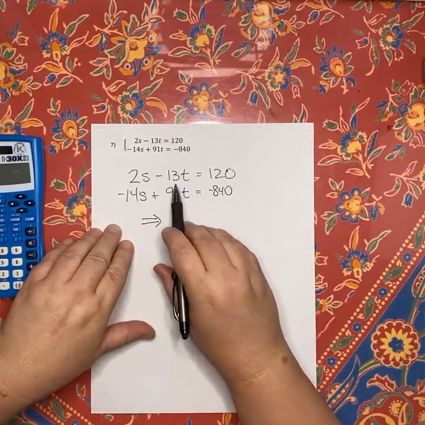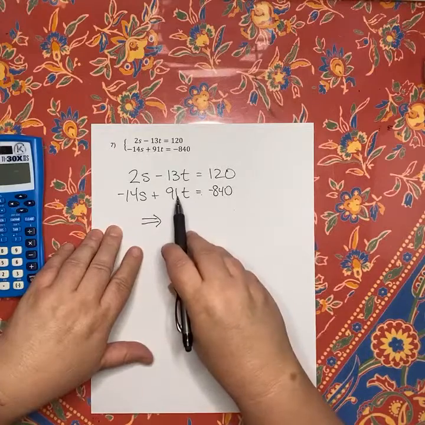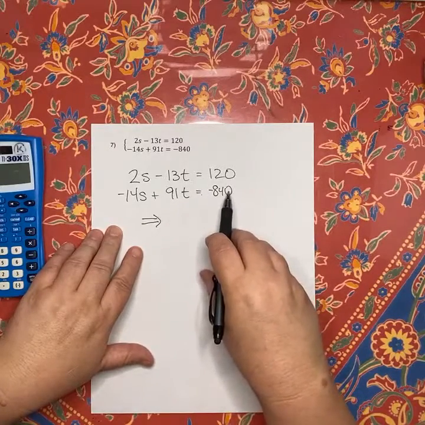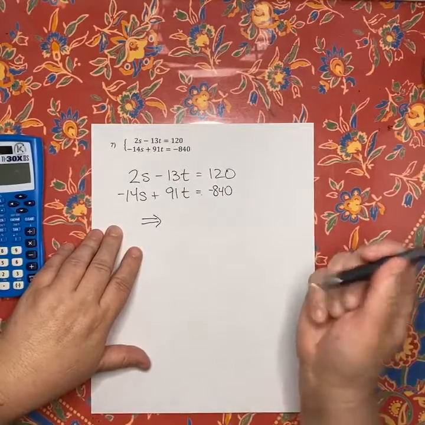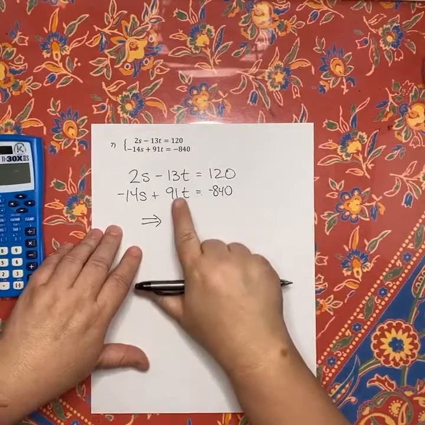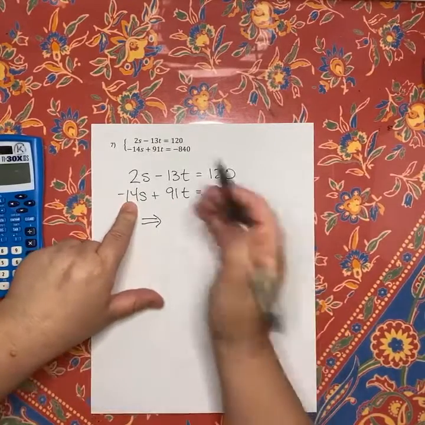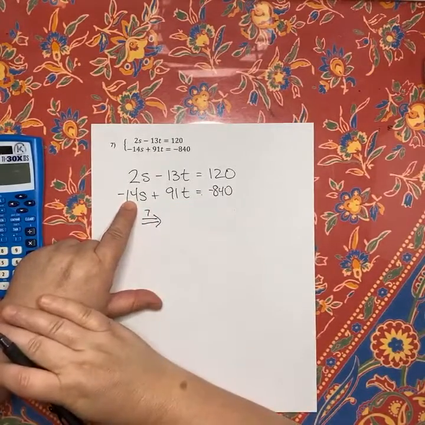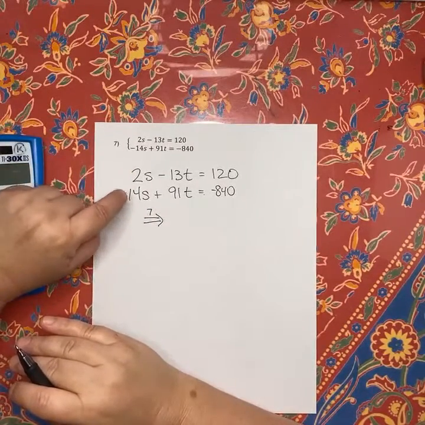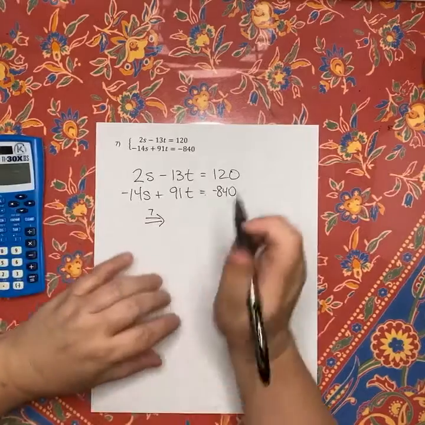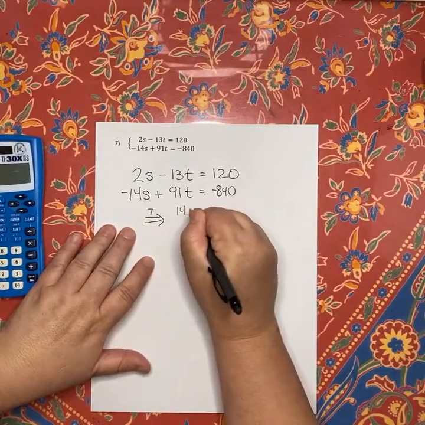Okay. So I got 2s minus 13t equals 120. And negative 14s plus 91t equals negative 840. And so they're already lined up, which is awesome. And I'm either going to try to cancel the t's or the s's. I think the s's are easier. I'm going to multiply by 7 on top. 7 times 2 will give me a positive 14, which will cancel there. So 7 on top, nothing on the bottom, or 1 on the bottom. So my top one's going to be 14s.